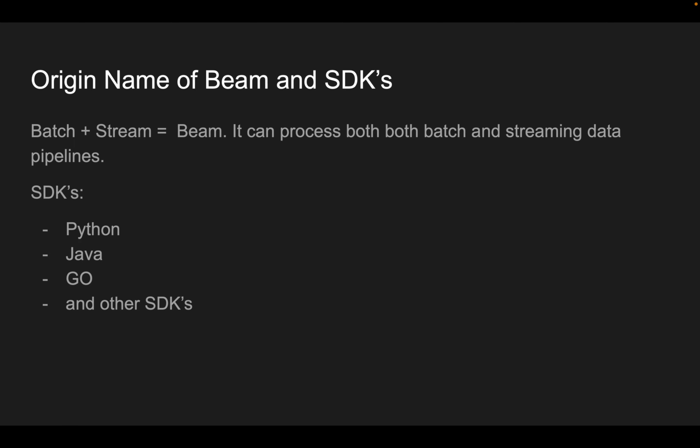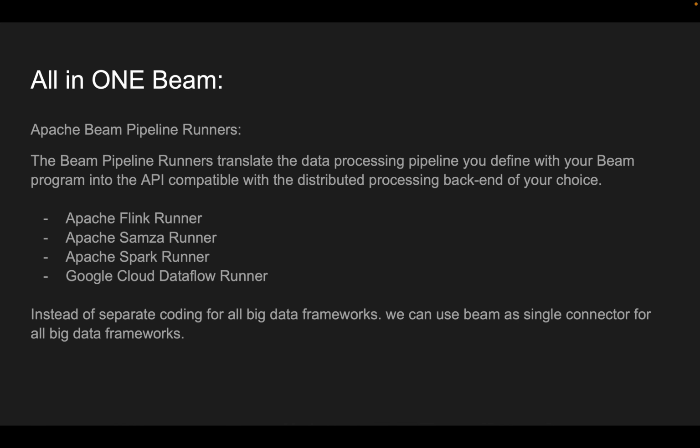It can support multiple SDKs like Python, Java, and Go, and other SDKs as well, all in one Beam. The Beam pipeline runners translate the data processing pipeline you define within your Beam logic, which can run on the Apache Flink runner, Apache Samza runner, Apache Spark runner, or Google Dataflow runner. One Beam program can be integrated easily with other environments. That is the most advantage of Beam.